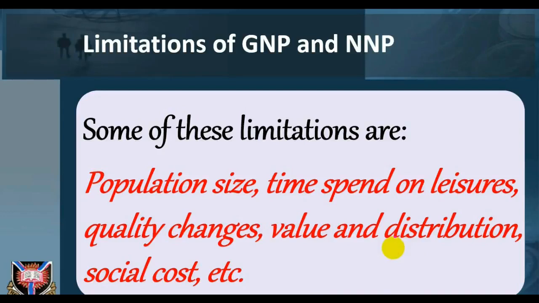The two measures do not reveal how the goods and services produced are distributed in the society. Are they evenly distributed or distributed in favor of the rich? GNP is silent on these questions. 5. Social cost. GNP and NNP do not reflect some of the social costs arising from the production of goods and services. In particular, they do not reflect environmental costs of production activities.